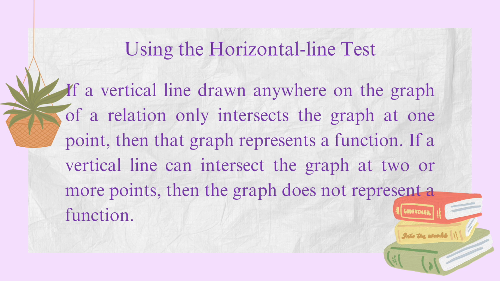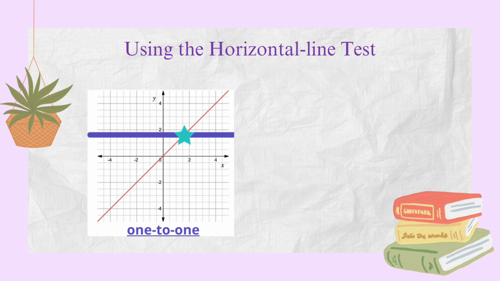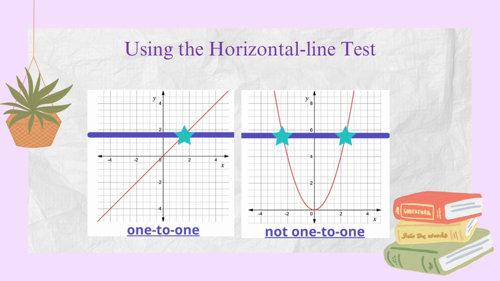Vertical line test. If a vertical line drawn anywhere on the graph of a relation only intersects the graph at one point, then that graph represents a function. If a vertical line can intersect the graph at two or more points, then the graph does not represent a function. So, ibig sabihin daw, pag nag-draw tayo ng vertical line sa graph, dapat isang point lang yung madadaanan ng drawing natin na vertical line para masabi siyang one-to-one function. Kapag naman dalawang point ang nadaanan ng vertical line, meaning hindi siya nagre-represent ng one-to-one function.